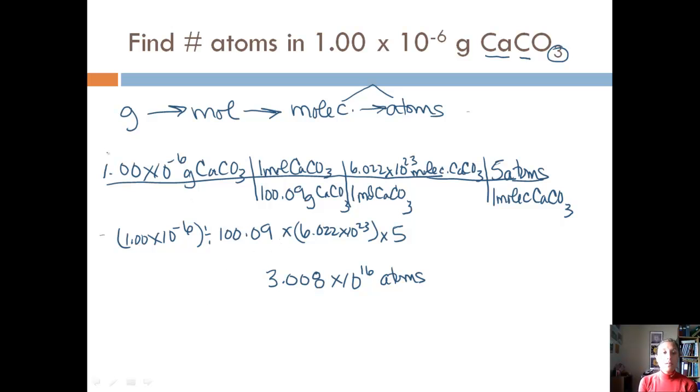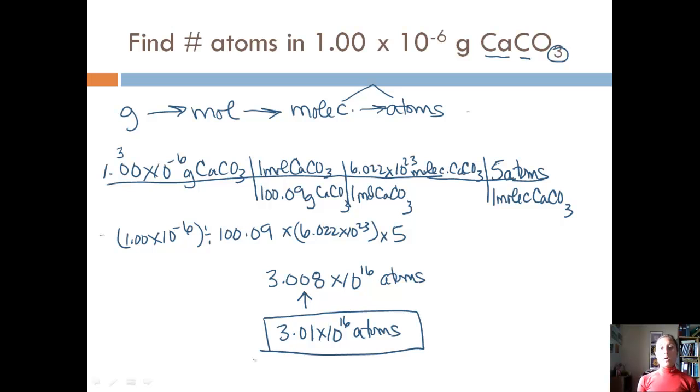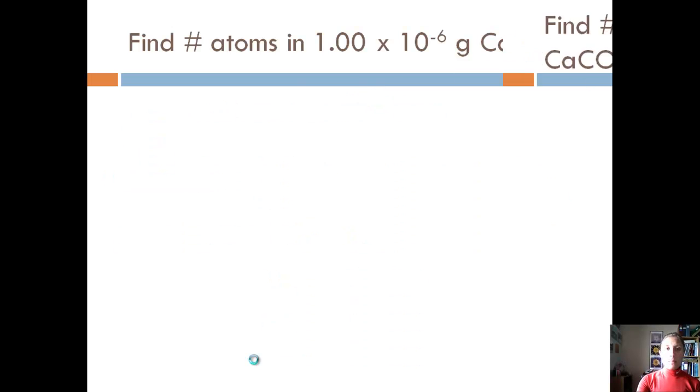And so if I want to round to the correct number of significant figures, I have 3 here. So I want 3. That 8 will round to 0, so 3.01 times 10 to the 16th atoms. Okay, and so that's my answer. That's how many atoms in 1 times 10 to the negative 6 grams. Still a ton of atoms for a very small mass. But remember, atoms are really small.